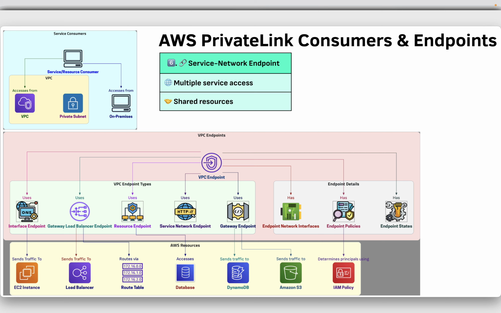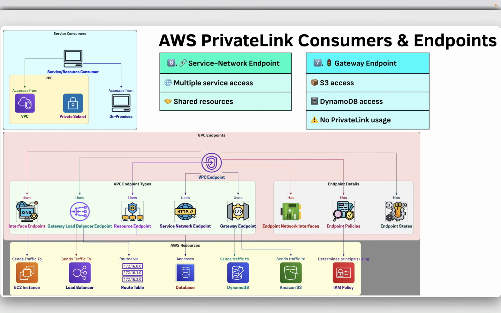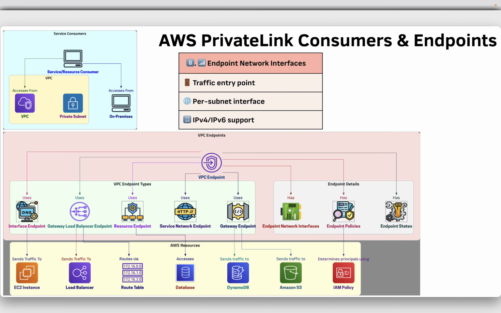Service Network Endpoint. A service network endpoint is used to access a service network that you created or was shared with you. A single endpoint allows access to multiple associated resources and services. Gateway Endpoint. A gateway endpoint is a different type that sends traffic to Amazon S3 or DynamoDB. It does not use AWS PrivateLink.